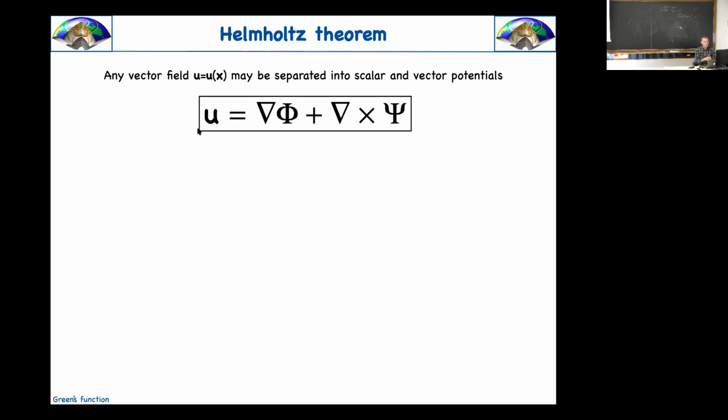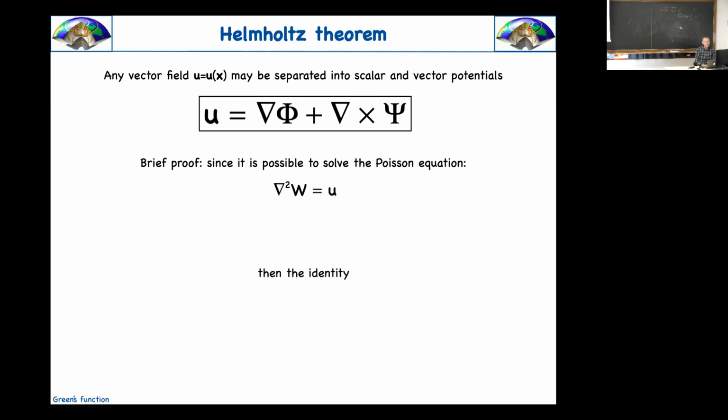Just as a piece of a demonstration, that is a hint for a demonstration, I don't want to make the full story here: the game is, okay, I give you U, please find me phi and psi. Okay, what you have to do, the animation is not working, what you have to do is to consider the Poisson's equation related to U and solve it.